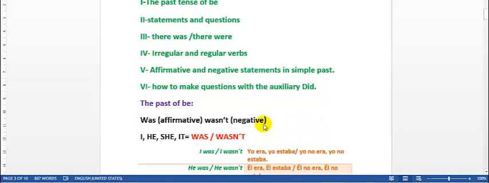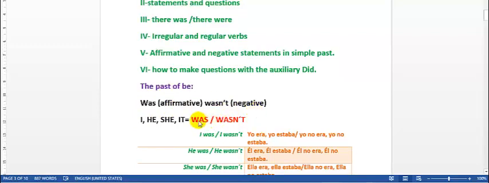The first part you need to know is about the simple past tense of the verb to be. Lo primero que deben conocer es el pasado del verbo to be. Tenemos aquí dos formas, was and wasn't. Was afirmativo, wasn't negativo. So in this case, we use 4 personal subjects for this form of the verb to be. Utilizamos 4 pronombres personales con estas dos formas del verbo to be. I, he, she, and it. I was, he was, she was, it was. Or in a negative form, en la forma negativa, I wasn't, he wasn't, she wasn't, it wasn't.